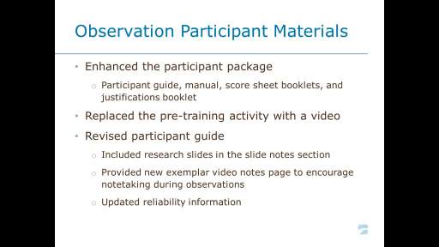Okay, in terms of the participant materials for the observation training, the observation packet for participants now includes a participant guide, the manual, score sheet booklets, and the justifications booklet. As of October 1st, participants will receive 5 score sheet booklets in their packets. They'll need one of those score sheet booklets for the training, one for practice clips, and one for each test for reliability 1, 2, and 3. They'll need to purchase additional booklets for any coding once they've certified and/or for recertification.